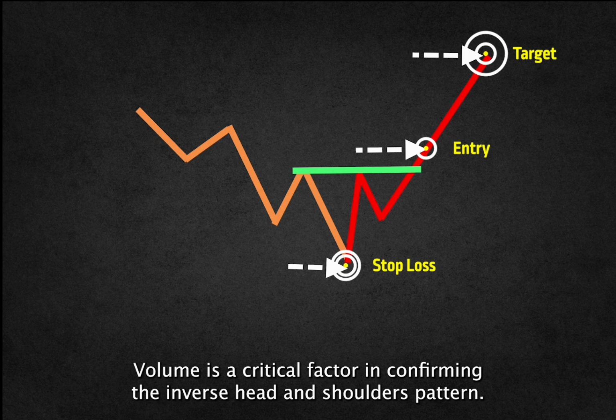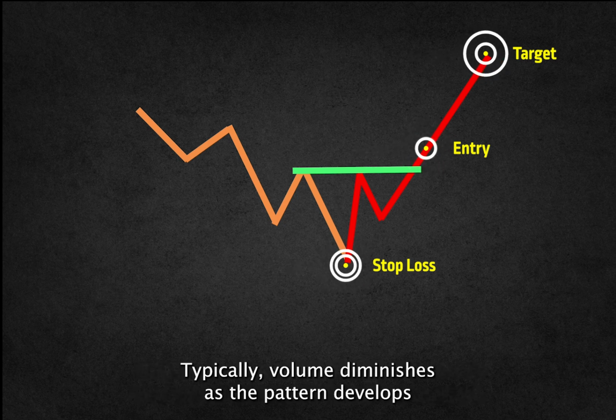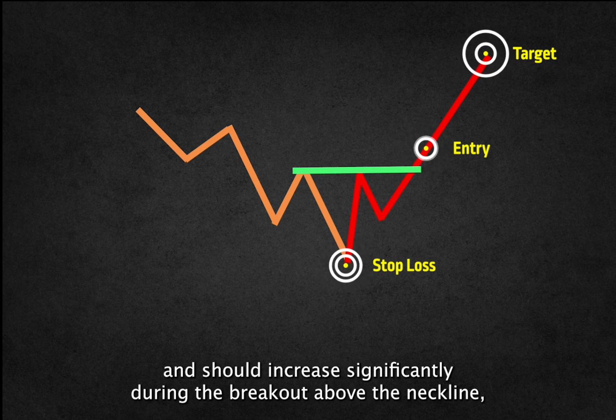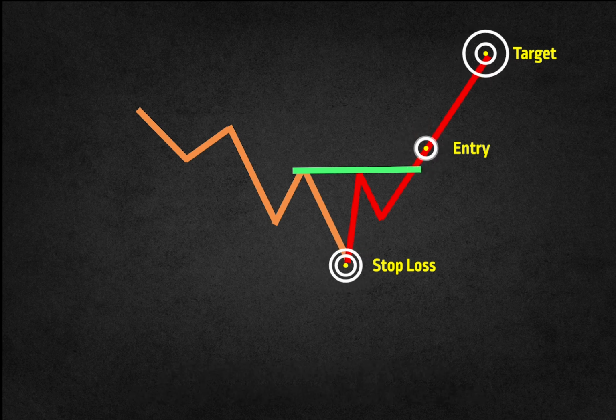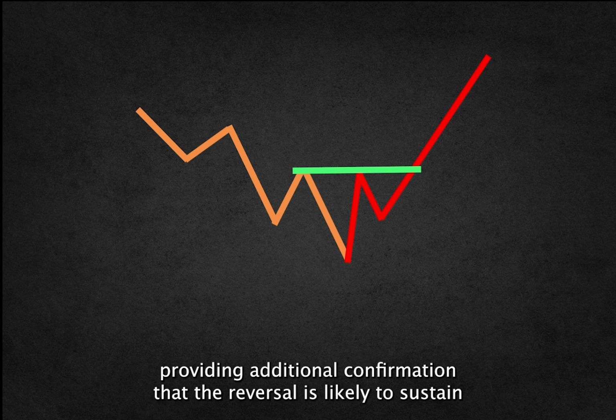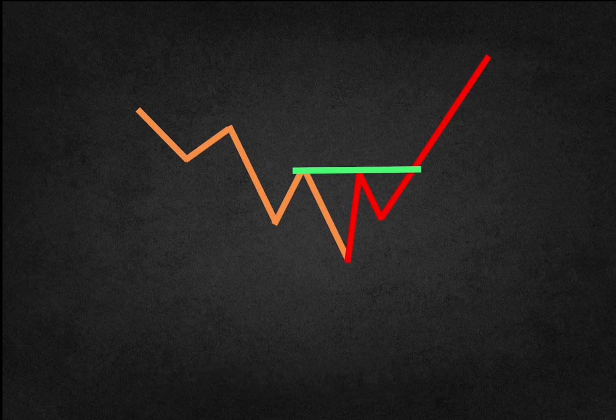Volume. Volume is a critical factor in confirming the inverse head and shoulders pattern. Typically, volume diminishes as the pattern develops and should increase significantly during the breakout above the neckline, providing additional confirmation that the reversal is likely to sustain.